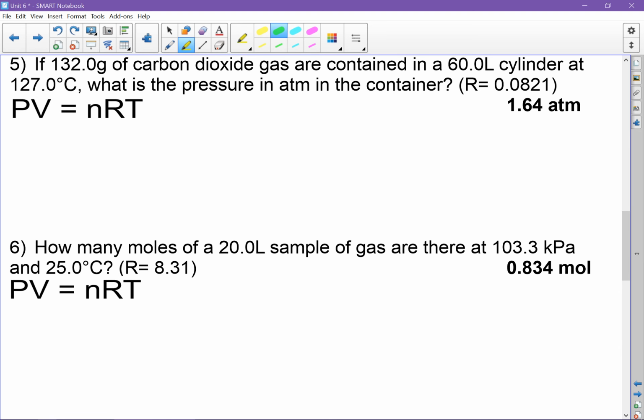Alright, so I want you to write the formula, and I want you to find your numbers. There's a number, there's a number, there's a number. It says we need to find what is the pressure. That means pressure is where our x will go, so that's the first thing that we put. Volume will have liters attached to it right here.